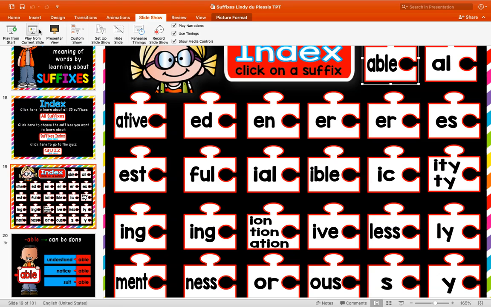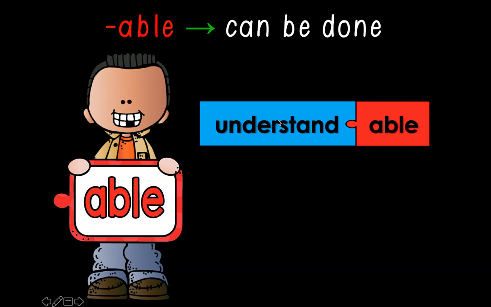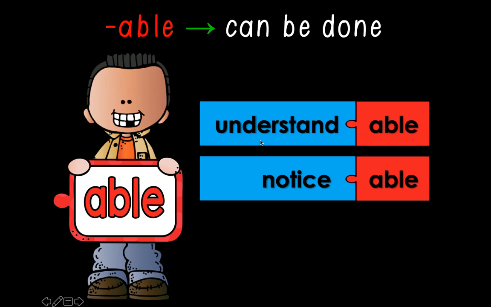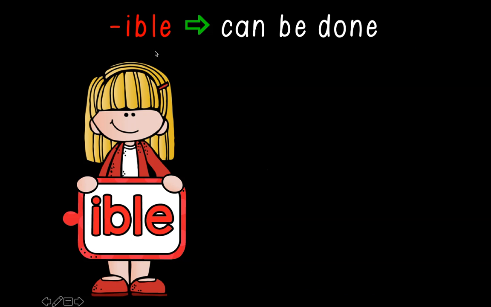I'm going to go ahead and present this for my current slide. Able means can be done, capable of, can be done. So if something is understandable, it can be understood. Something is noticeable, it can be noticed. Let's take a look. Let's go back, and we are going to take a look at how that is similar to able. Able also means can be done.